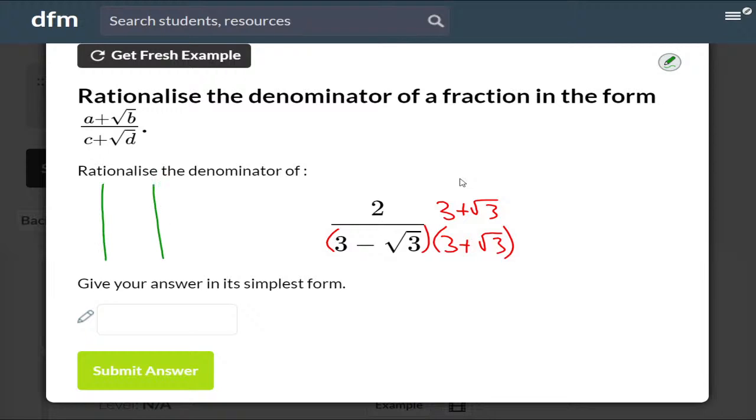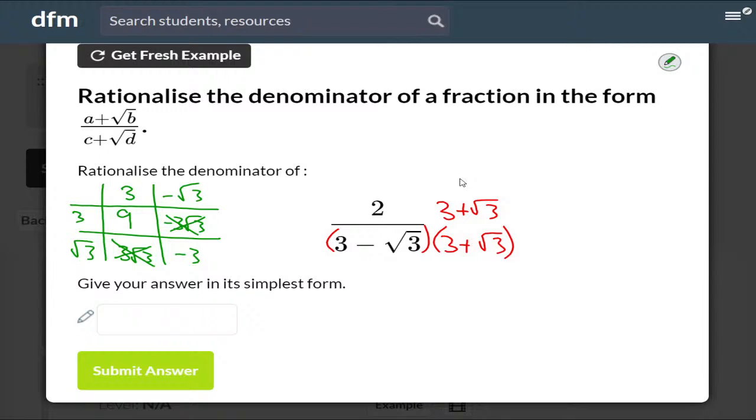So here, 3 minus root 3, 3 plus root 3. What is 3 times 3? 9. What is 3 times minus root 3? Minus 3 root 3. What is 3 times root 3? 3 root 3. And then what is root 3 times minus root 3? Minus 3. These surds will cancel because 3 root 3 take away 3 root 3 is nothing.